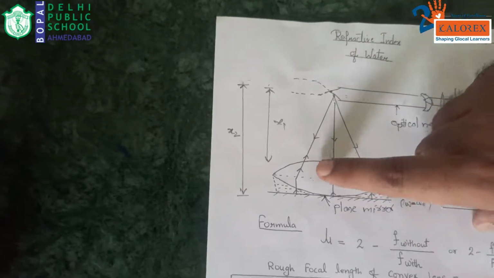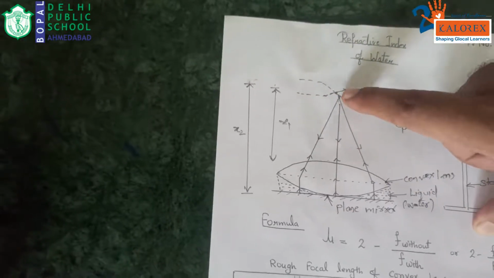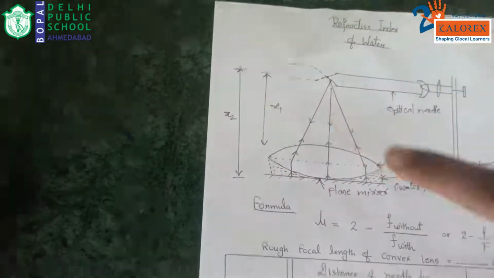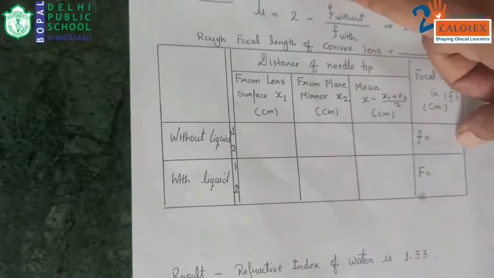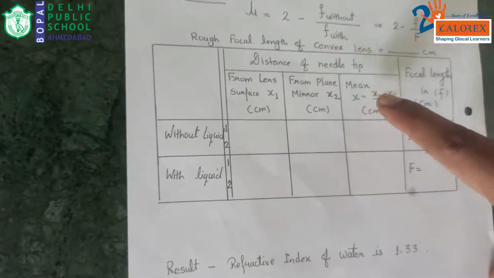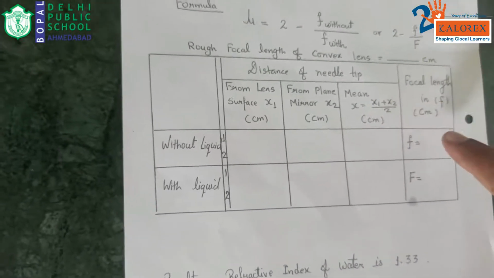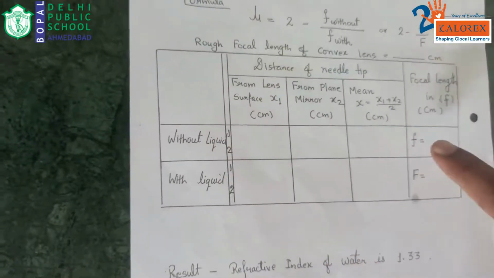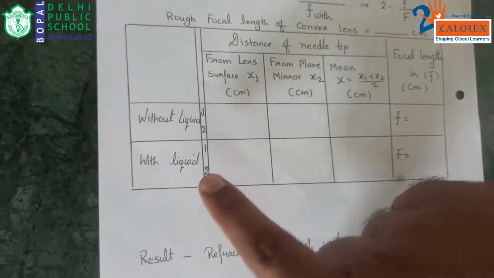We find the distance of this image of the real optical needle from the top of the convex lens, called x1, and the distance of the same tip from the top of the plane mirror, called x2. That data is substituted here when we are not using any water. Then we find the mean, which is equivalent to our focal length f. So this first row represents the readings without liquid.